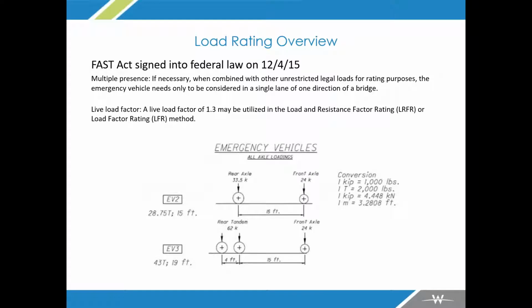The FAST Act, which was signed into law in 2015, added the EV2 and EV3 vehicles. These are emergency vehicles meant to model mainly the really heavy ambulances or potentially a fire truck or some type of fire vehicle. They're quite heavy. They did cause a number of issues for states. Depending on your state laws, how this got implemented could be different. So if all vehicles are allowed on all routes as far as emergency goes, then you might have been required to redo load ratings and everything to incorporate these EV2 and EV3s.